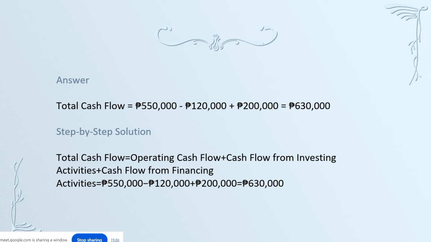So the step-by-step solution is total cash flow equals operating cash flow, which is 550,000, plus cash flow from investing activities, which is 120,000, plus cash flow from financing activities, which is 200,000, equals 630,000. Next.